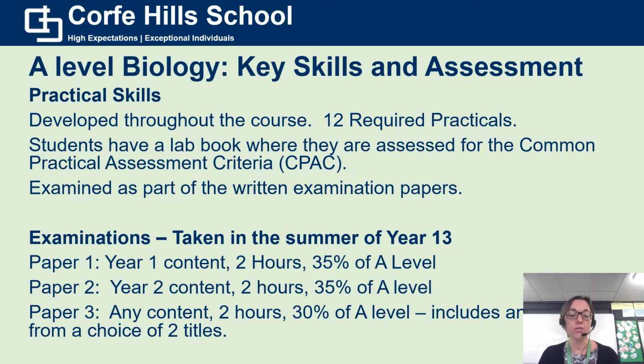Paper 2 is year 2 content, so what they study in year 13, or the very end of year 12 into year 13. And paper 3 can be any content from across the 2 years. So that's what we call synoptic, and it includes a choice of 2 essay titles that students have to pick from as part of that paper.